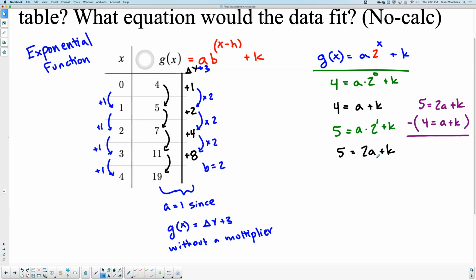Give you a second to think. Okay, what do y'all think? Why did I choose to subtract them? Because the variable k will disappear. And so what's left over? What's 5 minus 4? 1. What's 2a minus a? a is 1. And so now we have that variable.